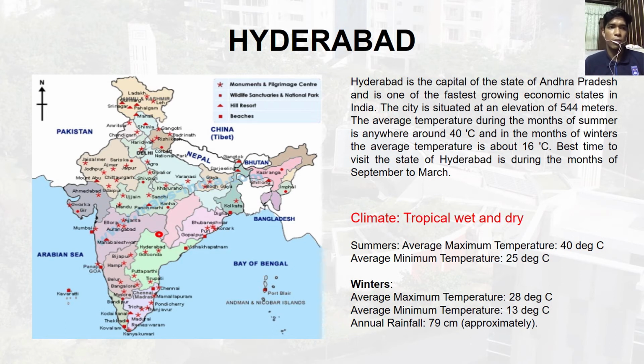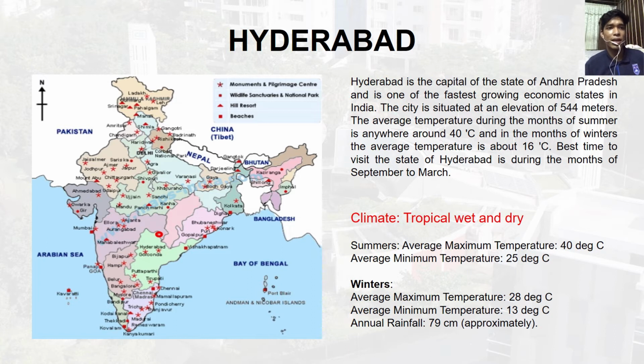Now I would like to talk about Hyderabad. Hyderabad is the capital of the state of Andhra Pradesh, and is one of the fastest growing economic states in India. The city is at an elevation of 544 meters, and the temperature during the summer months is around 40 Celsius, and in the winter months the average temperature is about 60 Celsius. The best time to visit Hyderabad is from September to March.